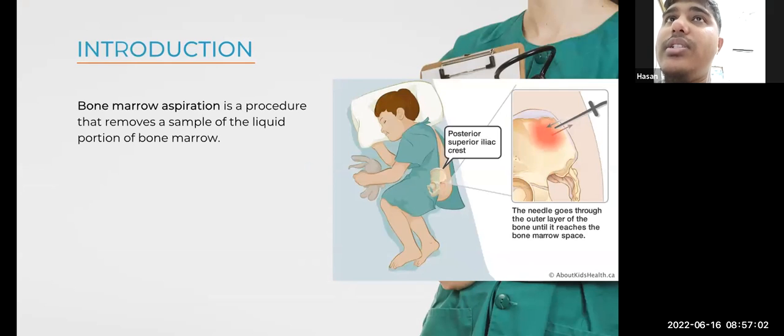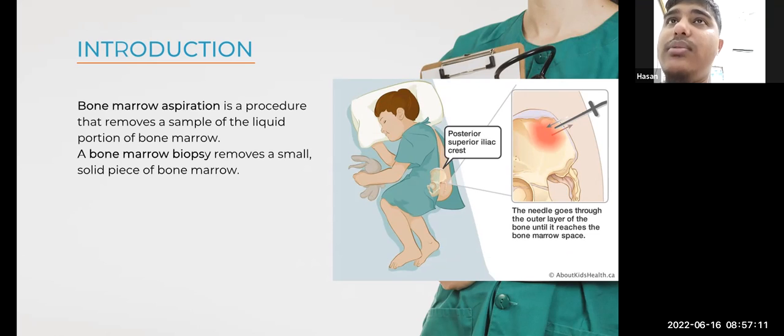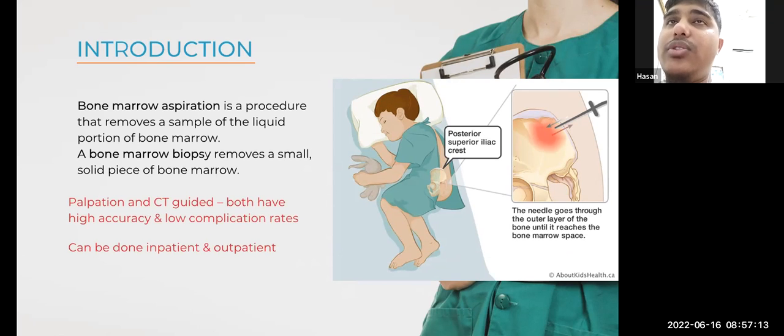Bone marrow aspiration is a procedure that removes a sample of the liquid portion of the bone marrow. A bone marrow biopsy removes a small solid piece of bone marrow. It is usually done at the posterior superior iliac crest. The way to find the location is through palpation and also CT guided. Both have high accuracy and low complication rates. It can be done inpatient as well as outpatient.